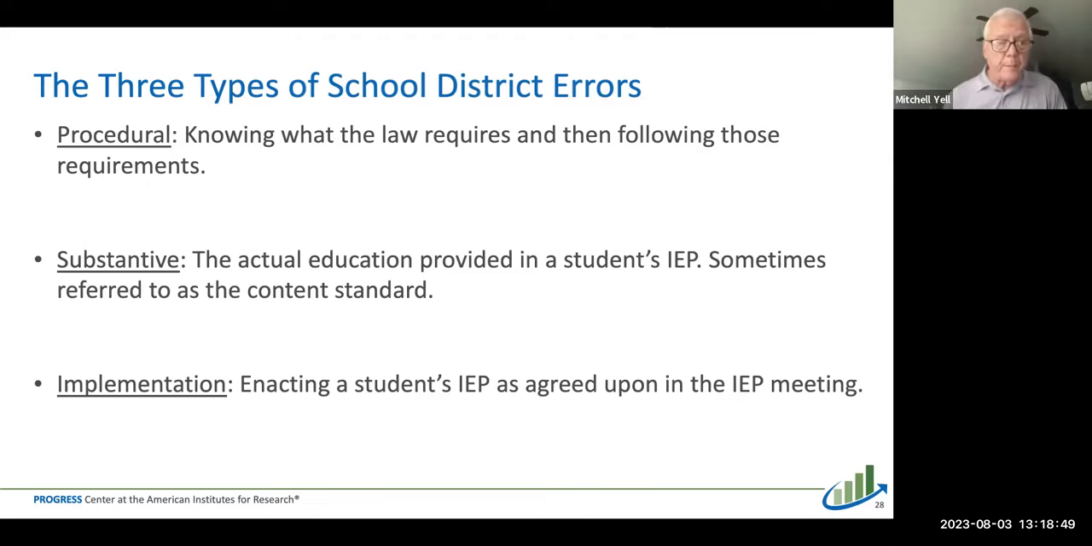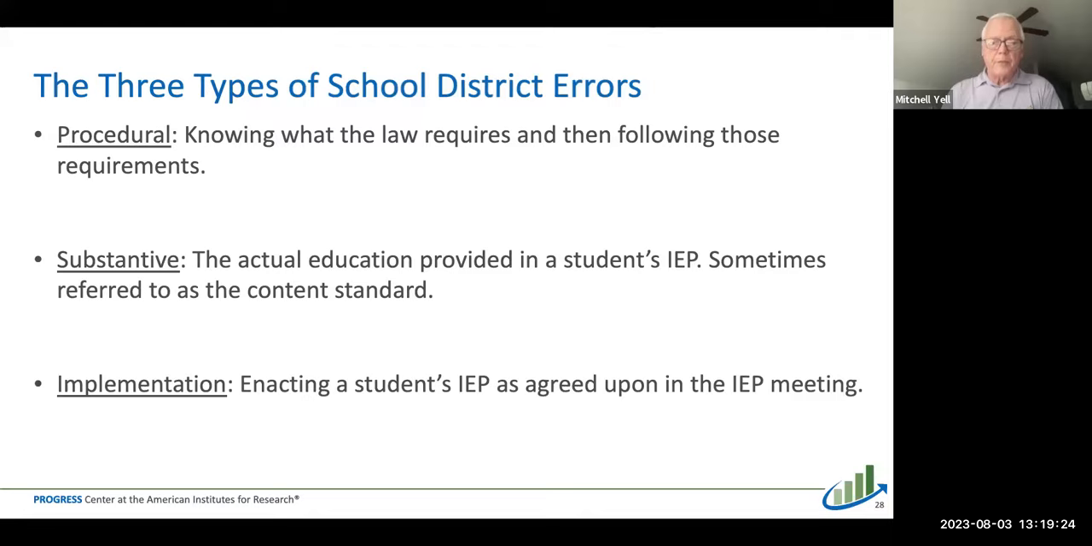The first type is really procedural. And as David said, that's why special ed directors spend so much time talking to you about the different procedures in the law, because we need to know what the law requires and then follow those requirements. And that was the first part of the Rowley test. The procedures are very important. In fact, there are certain procedural errors that could lead to a denial of FAPE in and of themselves.